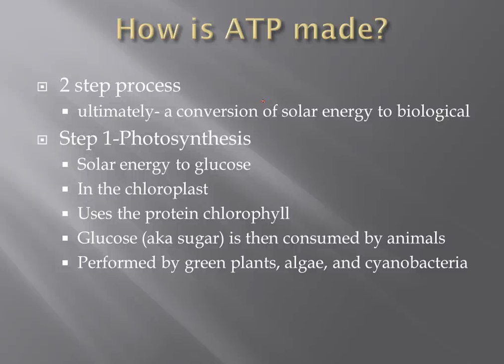That's when we take solar energy and put it into glucose. This happens in chloroplasts and in chloroplasts only, and the protein chlorophyll is incredibly important. A lot of people get confused between chloroplasts and chlorophyll. What I always used to say is that chloroplasts are filled with chlorophyll. Then the glucose, which is a type of sugar because it ends in OSE, is then taken in by animals, brought to the mitochondria for step two.